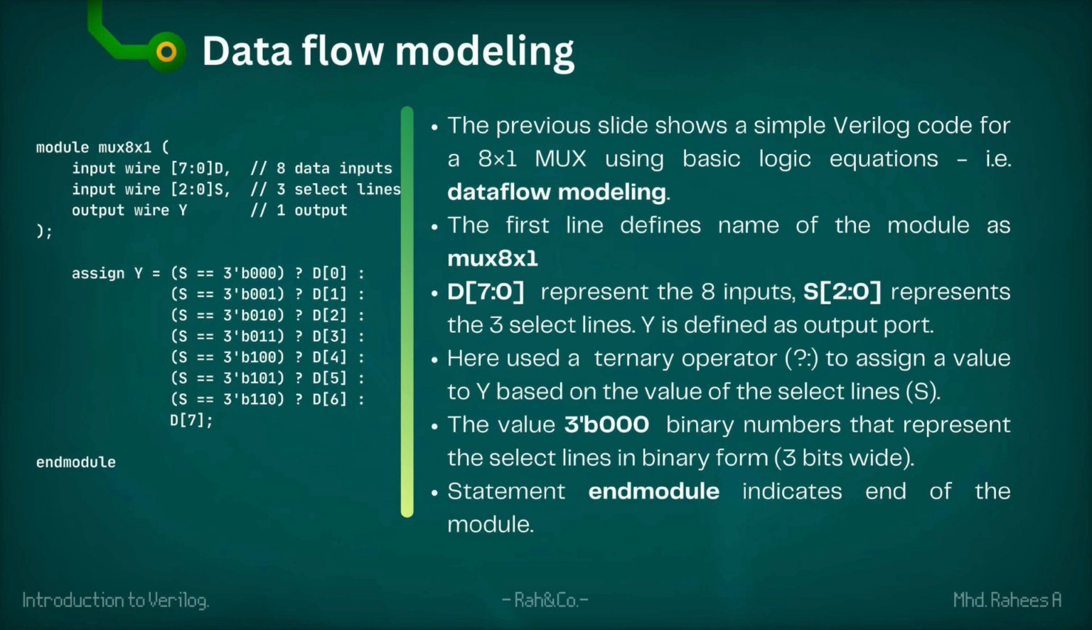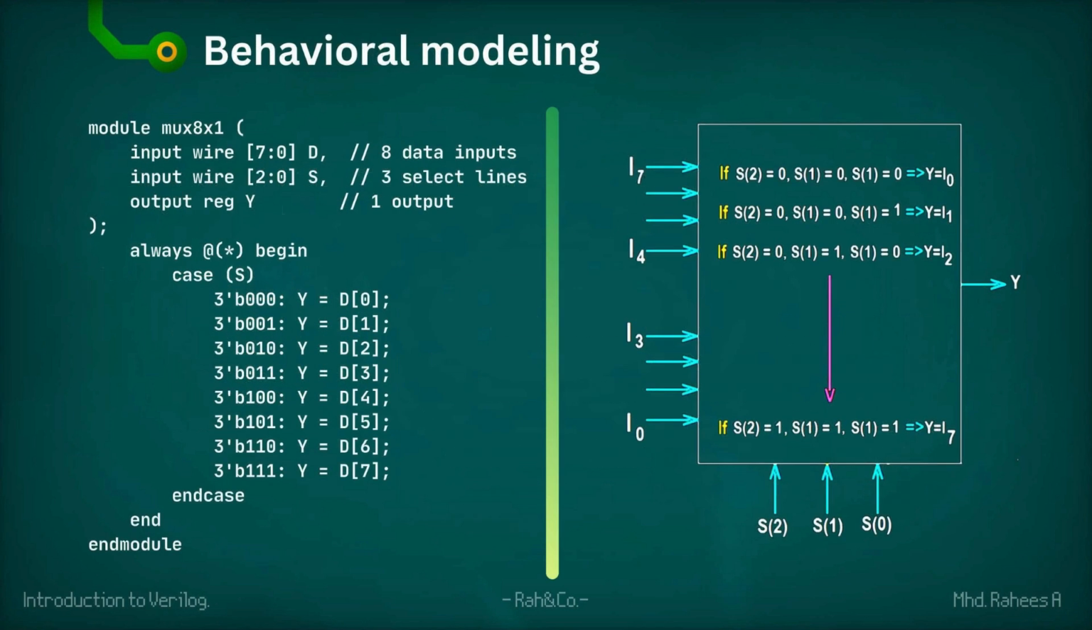A ternary operator is used to assign a value to the output port Y based on the value of the select lines. The values 3'b000, 3'b001, etc. are binary numbers that represent the select lines in 3-bit wide binary form. Depending on the value of the select lines, one of the data inputs D0 to D7 is selected. The statement endmodule indicates the end of the module. We know that for an 8x1 multiplexer, output Y equals I0 if S2 equals 0, S1 equals 0, S0 equals 0, or Y equals I7 if S2 equals 1, S1 equals 1, S0 equals 1.